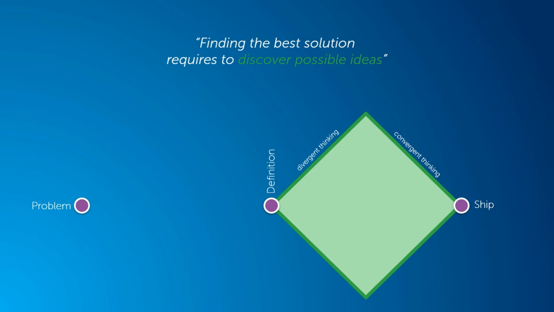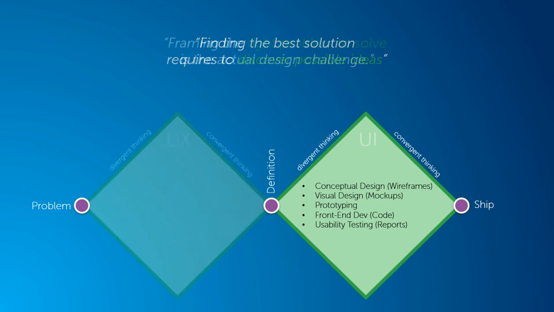What they should have done, and that's represented with this diamond here, is to use divergent thinking to explore the solution space first, to discover possible ideas, and then eventually converge back into building the right solution. Of all the bullet points I have listed here, I think wireframes is your best friend. The wireframes ensure that you build the right thing. It's almost like a contract between you and the client and everybody involved, all the stakeholders.